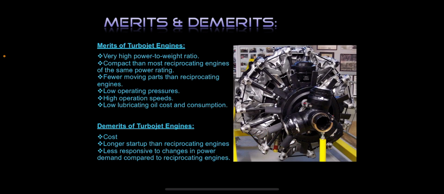The merits and demerits. The merits of the turbojet engines: they have a very high power to weight ratio, are more compact than most reciprocating engines of the same power rating, have fewer moving parts than the reciprocating engines, low operating pressures, higher operational speeds, and low lubricating oil cost and consumption. The main demerits of turbojet engines are cost, a longer startup than the reciprocating engines, and being less responsive to changes in power demand compared to the reciprocating engines.